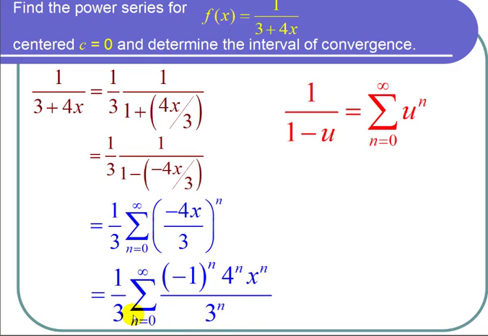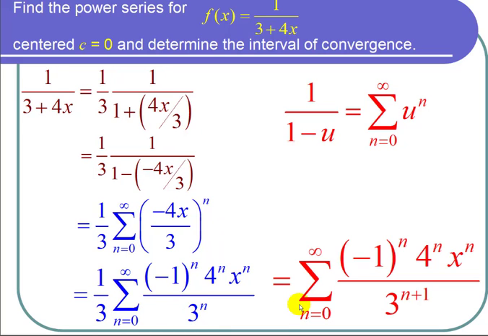And then finally, I can put together this 1/3 and the 1 over 3 to the n using the rule of exponents to say I add the exponents. And I get my power series, the summation from n equals 0 to infinity of negative 1 to the n times 4 to the n times x to the n over 3 to the n plus 1. So now I just need to find the interval of convergence.